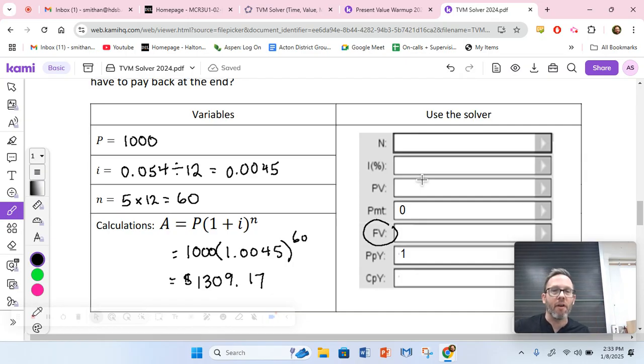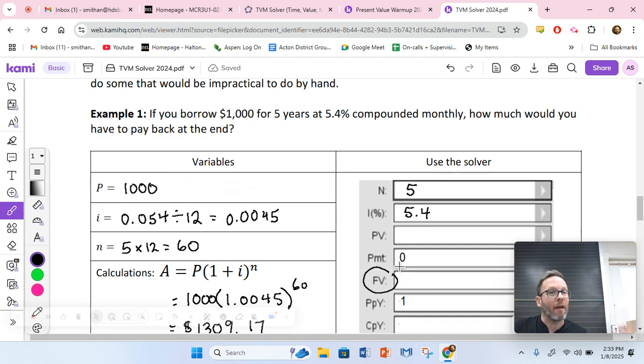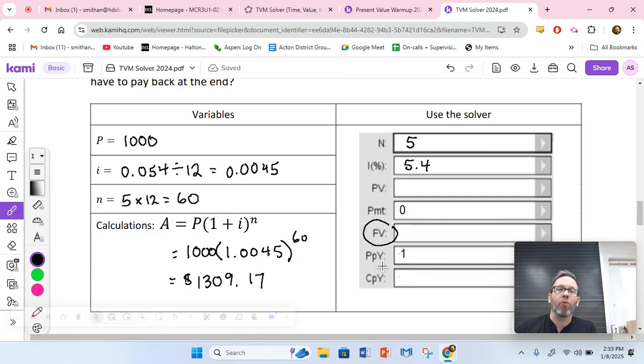N is the number of years. It's just 5 years. Just put in 5. The interest rate is 5.4%. You just put in 5.4. Our present value, PV, is 1,000. Now this is an investing question. Sorry, excuse me. This is a borrowing question. So because we're borrowing that money, we'll put in positive 1,000.